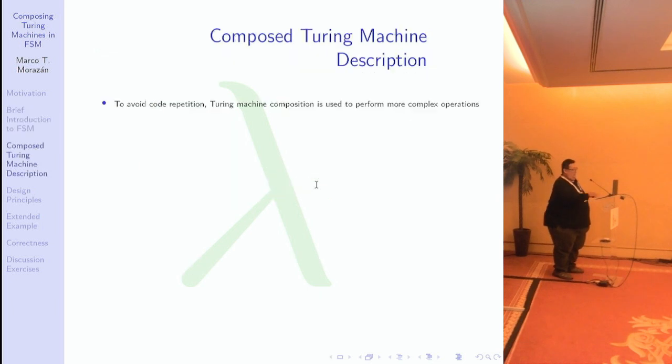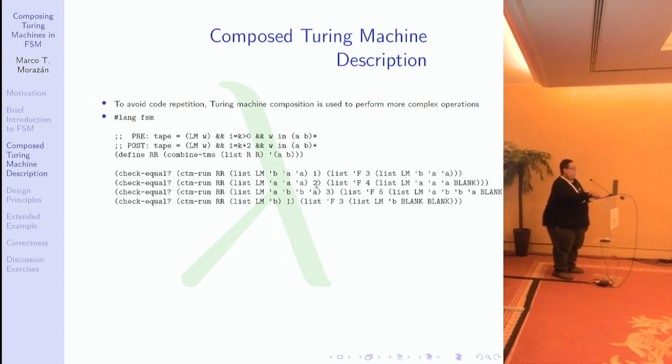So we need an abstraction. To avoid that type of repetition, we use Turing machine composition. Here's what we really would like to write.